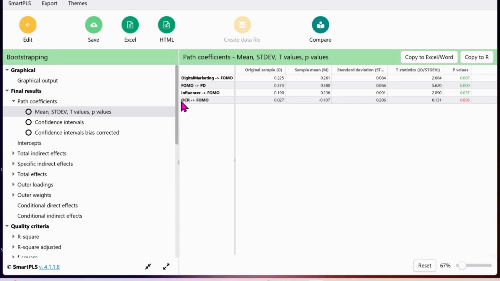However, OCR does not significantly influence FOMO. The beta value is 0.027, the t value is 0.131, and the p value is 0.896. Since the p value is above 0.05, this hypothesis is not supported.